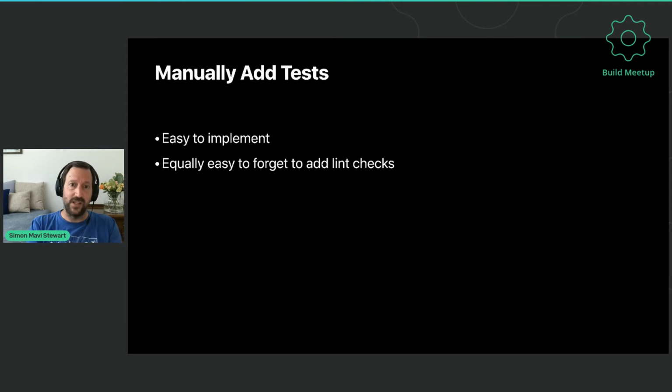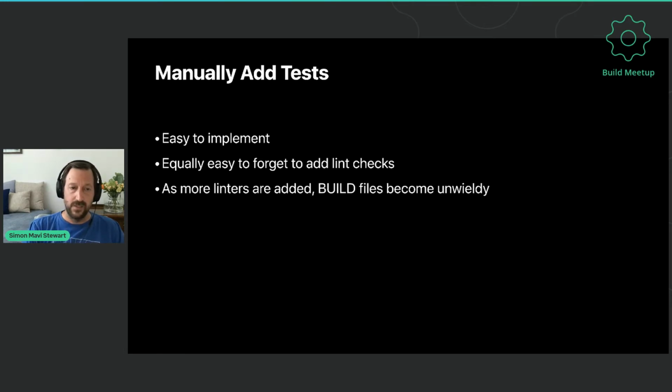Like if I wasn't aware that I was meant to add linter X, then I'm not going to write that test rule and linter X will never be applied. Oops. Worse, as more linters are added, build files rapidly become unwieldy. Like you want to be able to look at these things and go, look, I'm building this, not I'm building this and also these 15 dozen different linters. It's just a nightmare and a terrible thing.